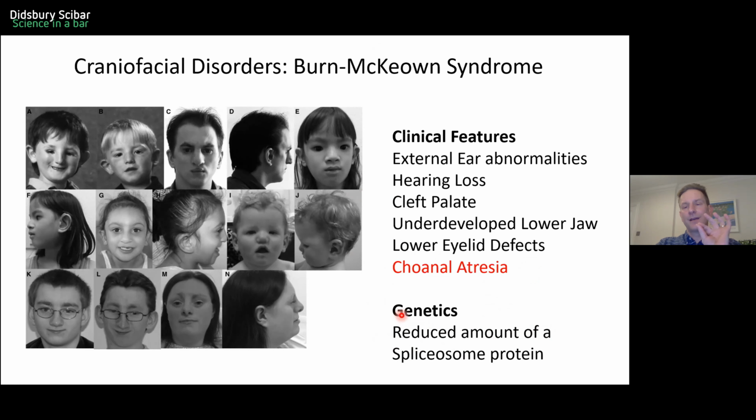The genetics behind Burn-McEwen syndrome is that the gene mutations cause a reduced amount of one specific spliceosome protein. It doesn't get rid of it. It's still there, but there's a lower, reduced amount. And we think having that reduced amount is one of the main reasons why we get this very specific disorder and not everything is affected. So these are the clinical features, and the choanal atresia is quite serious.